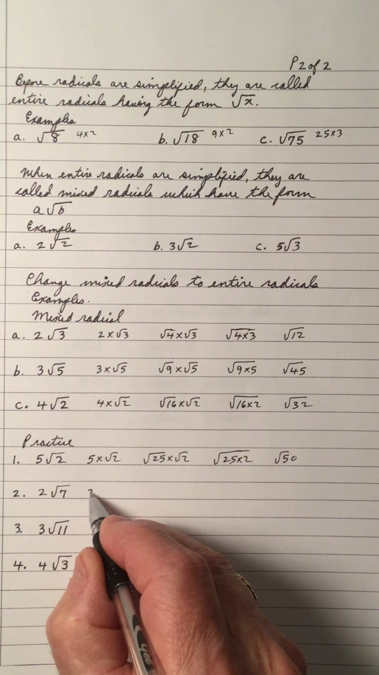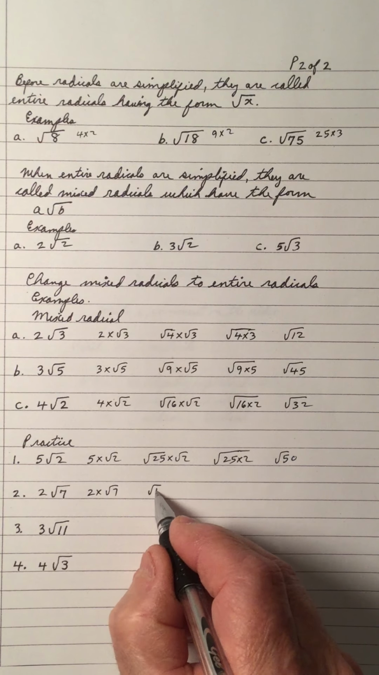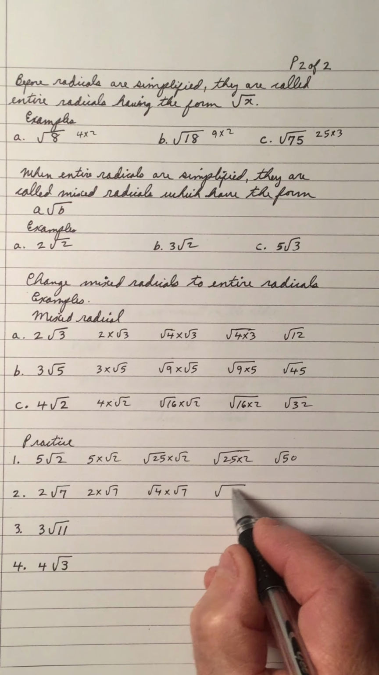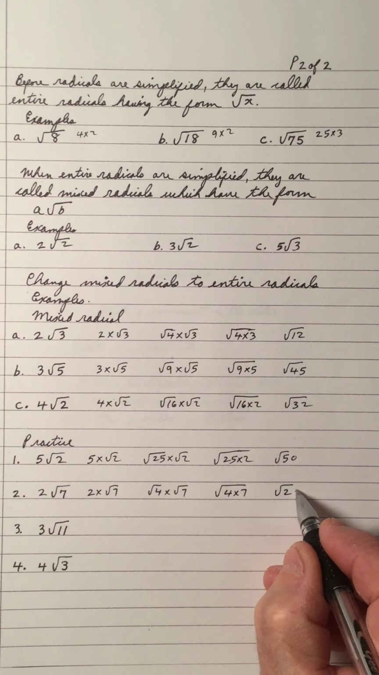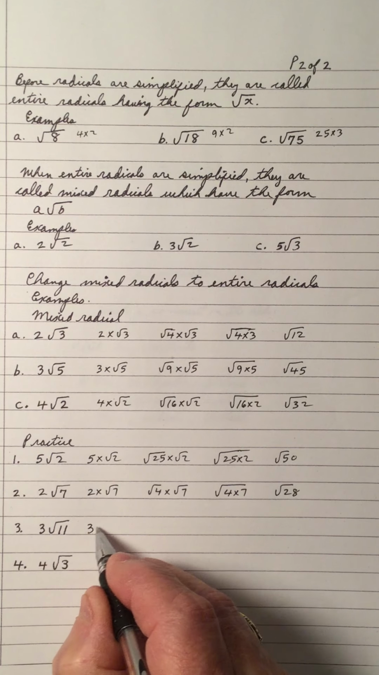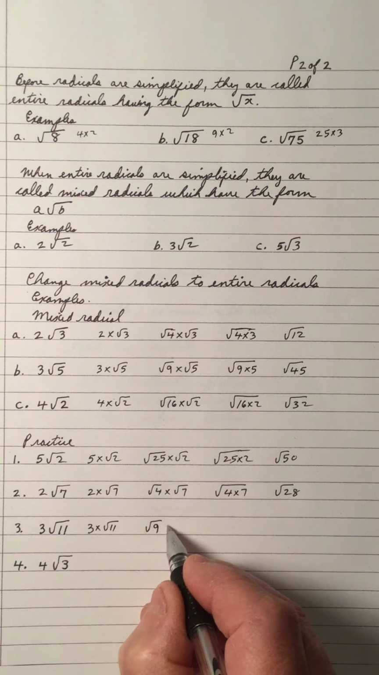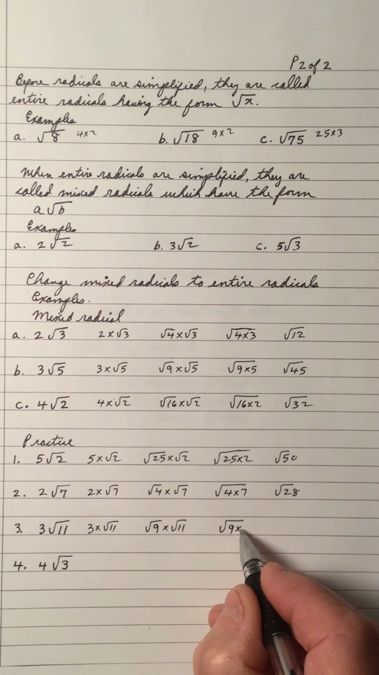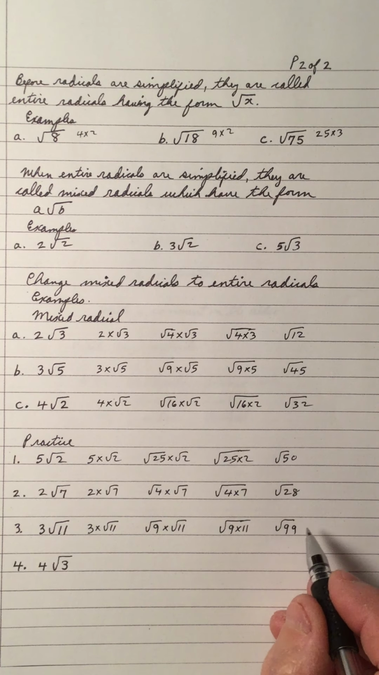2 root 7 is 2 times root 7. 2 is the square root of 4 times root 7. And that's the square root of 4 times 7 underneath. And that's the root of 28. 3 root 11 is 3 times root 11. 3 is the square root of 9 times root 11. And that's 9 times 11 underneath. And that gives us root 99.